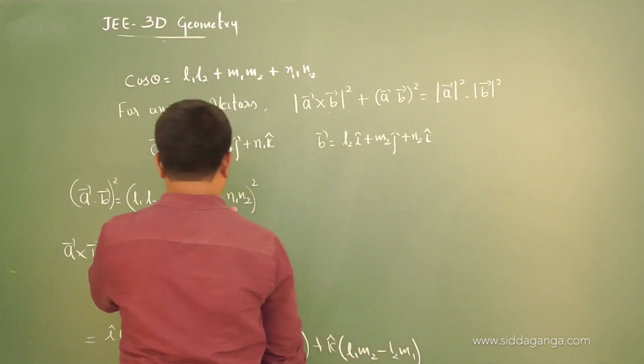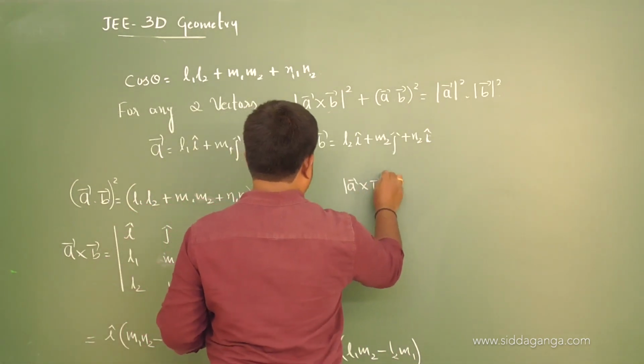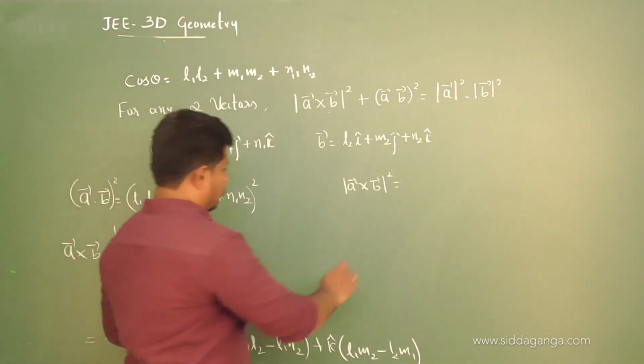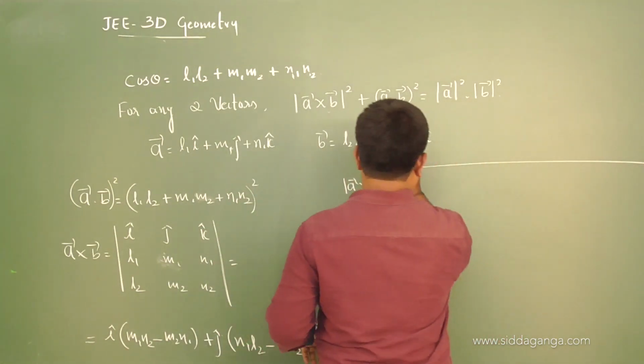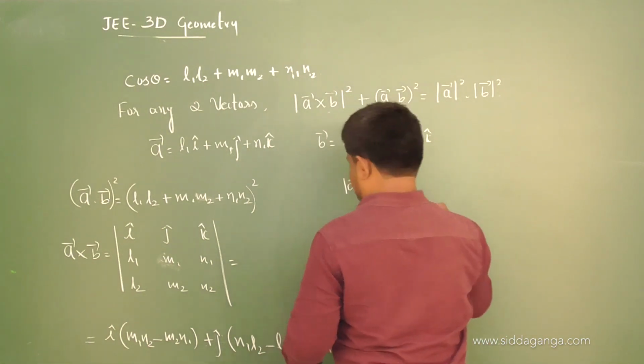This is your A cross B. Now A cross B whole square gives what? So the magnitude of A cross B is what? Root of this, right? So when you square on both sides, the root gets cancelled. So you get this one.